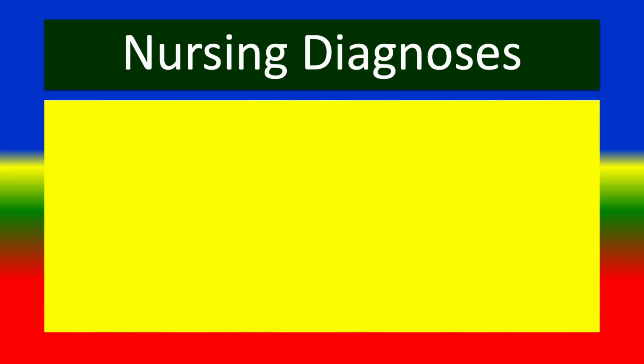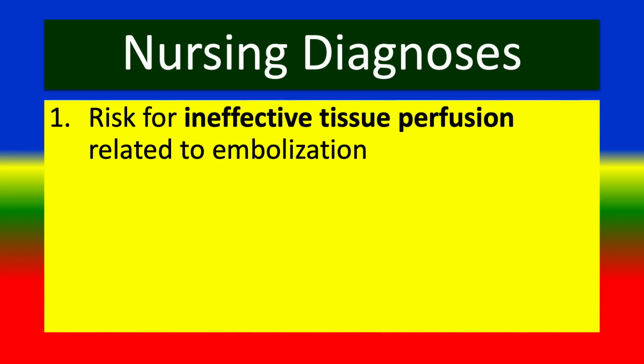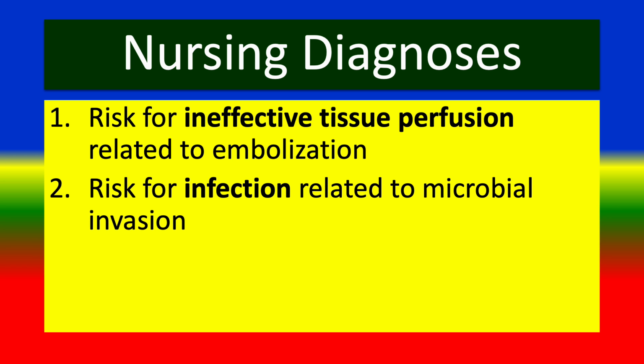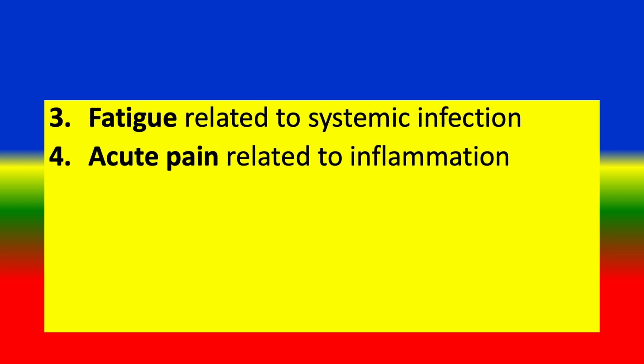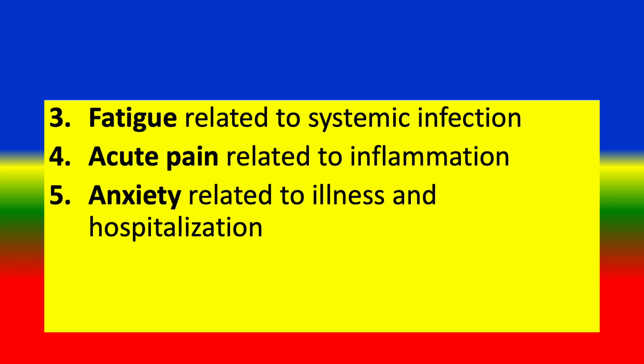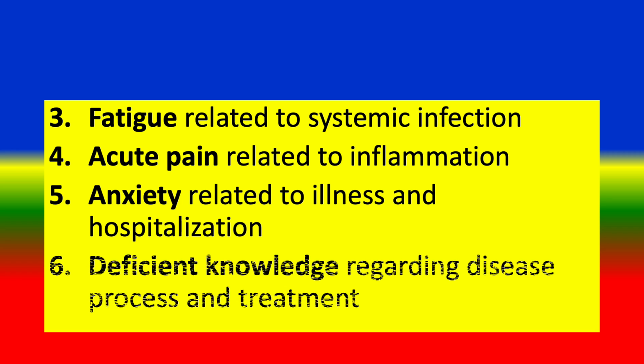Nursing diagnosis: 1. Risk for ineffective tissue perfusion related to embolization. 2. Risk for infection related to microbial invasion. 3. Fatigue related to systemic infection. 4. Acute pain related to inflammation. 5. Anxiety related to illness and hospitalization. 6. Deficient knowledge regarding disease process and treatment.